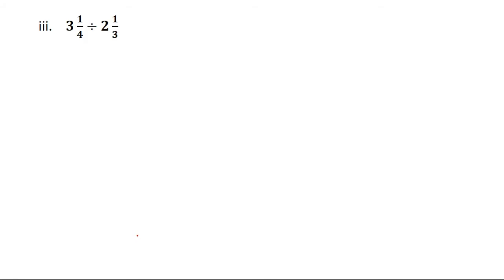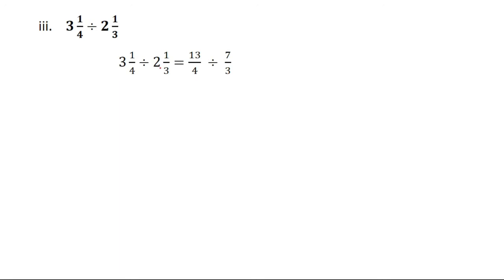So the first thing that we have to do is to first convert the mixed fractions or mixed numbers to improper fractions. So we convert 3 whole number 1 over 4 and we convert 2 whole number 1 over 3. Converting 3 whole number 1 over 4, we are going to have 4 times 3, which is 12, plus 1, 13 over 4. Then we bring our division sign.